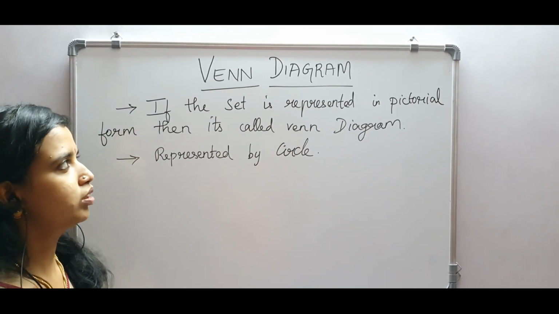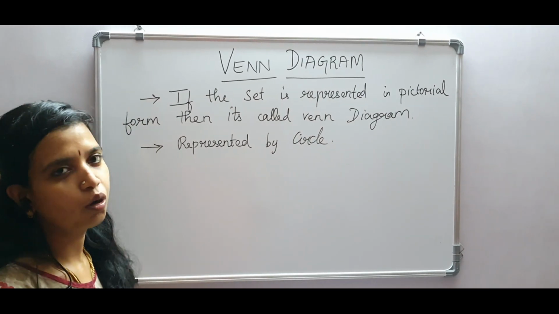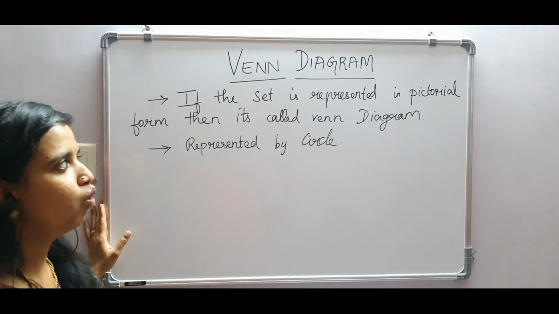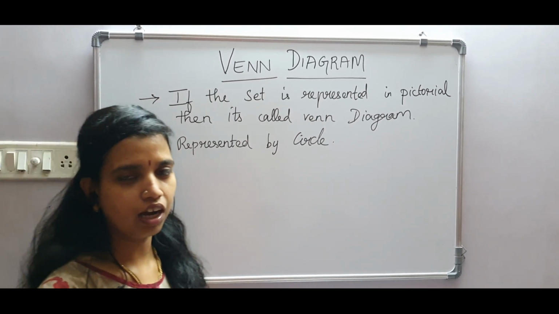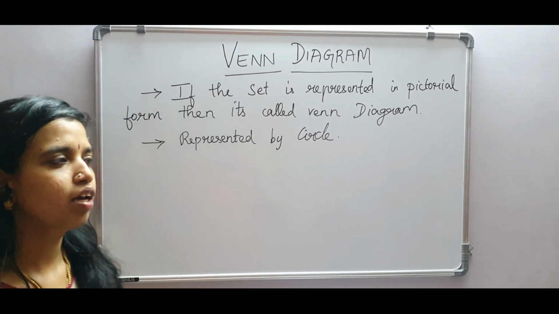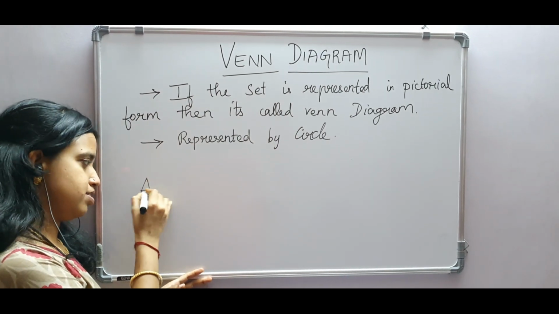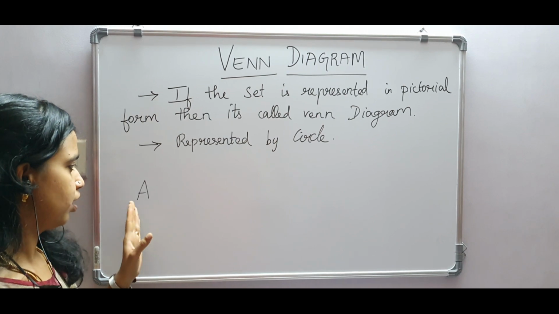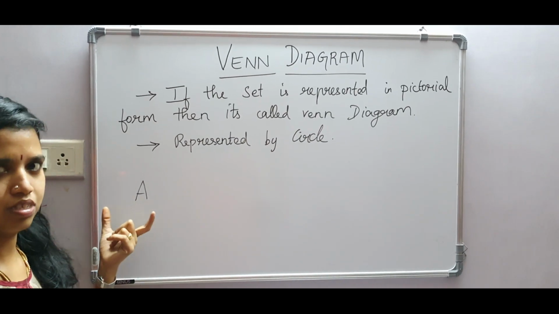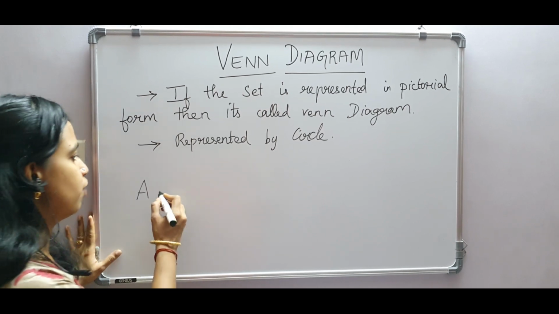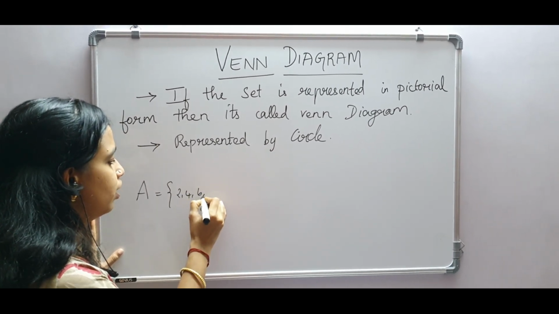Today we are going to see what a Venn diagram is. Before entering into the topic of Venn diagrams, you have to know what a set is. What do you mean by set? A set is a well-defined collection of objects. That is, a set is represented by capital letters. If A is a set, the properties of the elements in the set will be equal. For example, if you have a set of even numbers, it means 2, 4, 6, 8 like that.